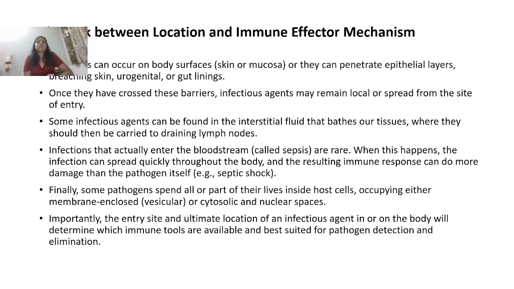For example, infections can occur on body surfaces, for example in skin or mucosa, or they can penetrate the epithelial layers, breaching skin, urogenital, or gut linings. Through these openings, they can easily enter our system. These are the barriers which protect us from the outside world of pathogens. Once pathogens cross these barriers, they can stay at the place where they have entered, or they can spread from the site of entry.